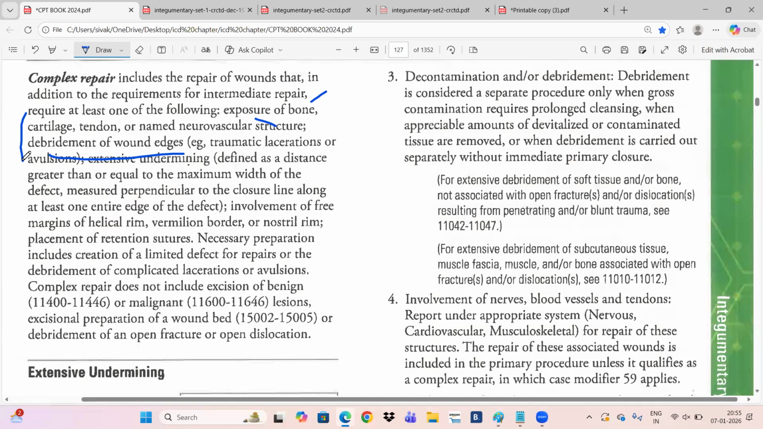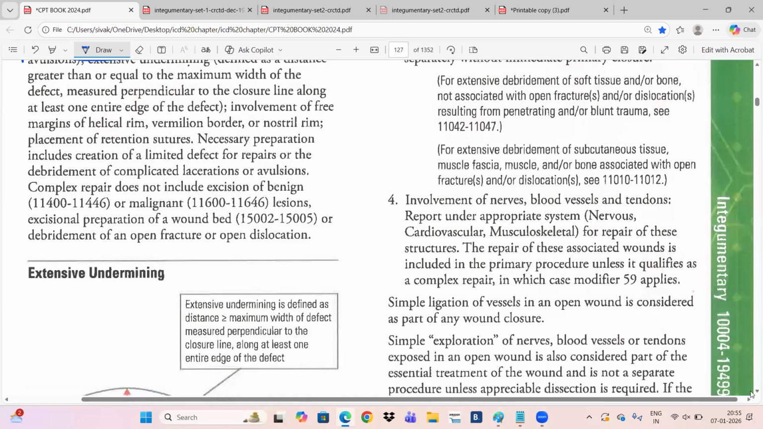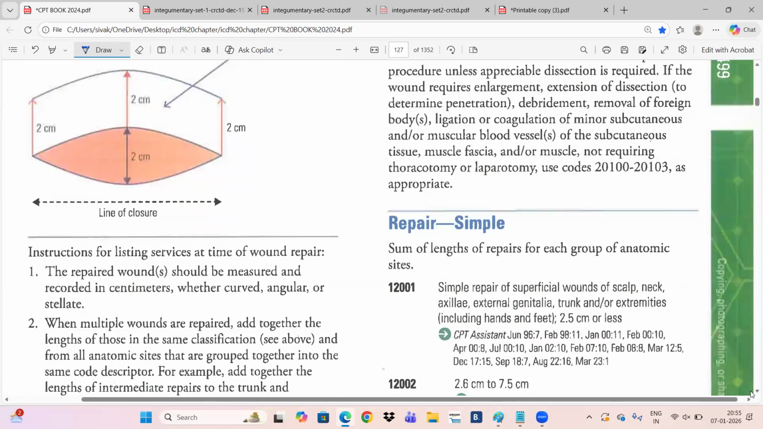Next, whenever they are performing multiple lacerations, we need to code in sequence: first complex repair, then intermediate repair, then simple repair, guys. Complex, intermediate, simple. In this sequence, we need to code. When there is no complex, only intermediate and simple. If there is only simple, code only simple.